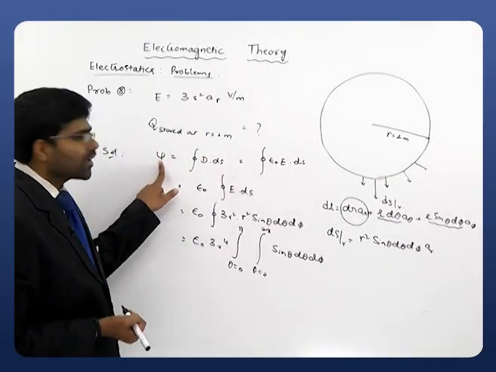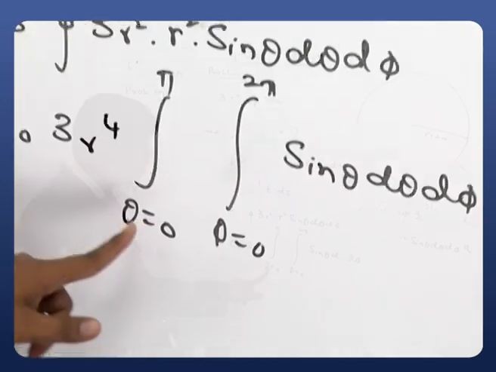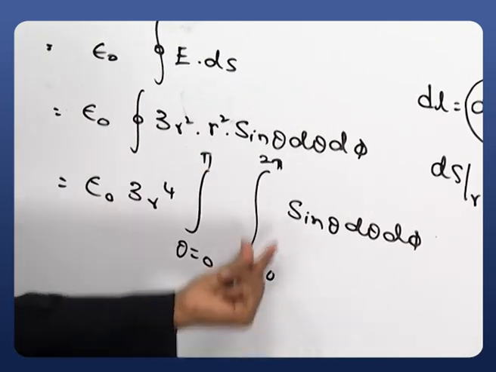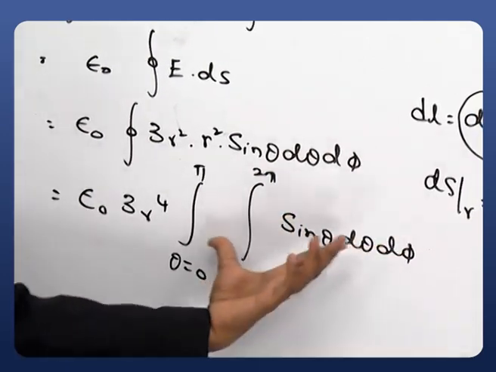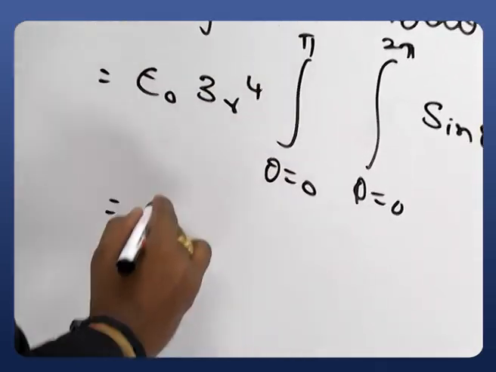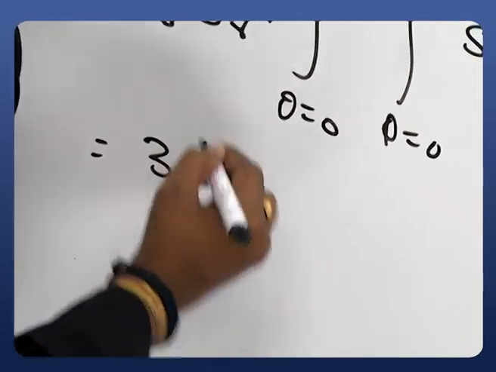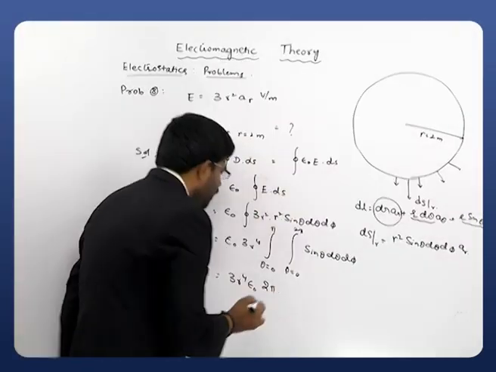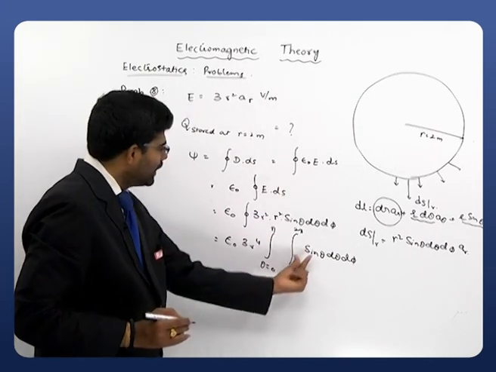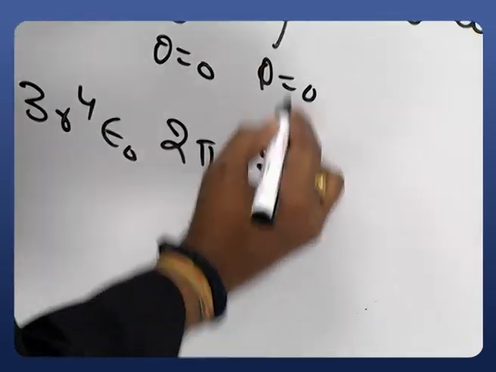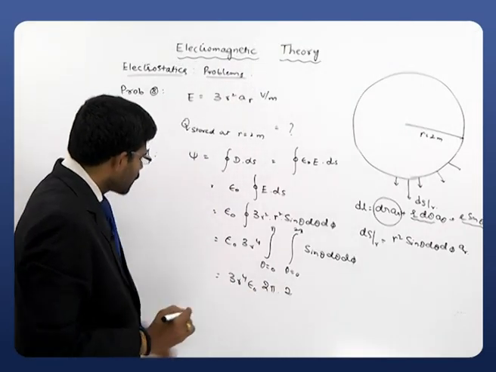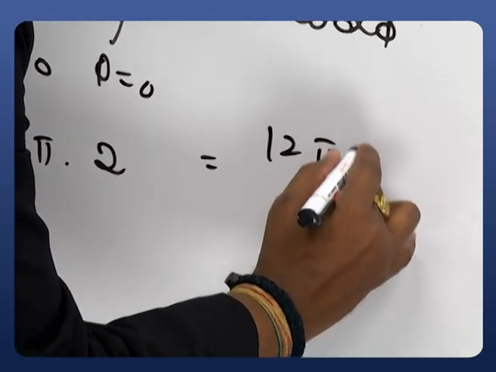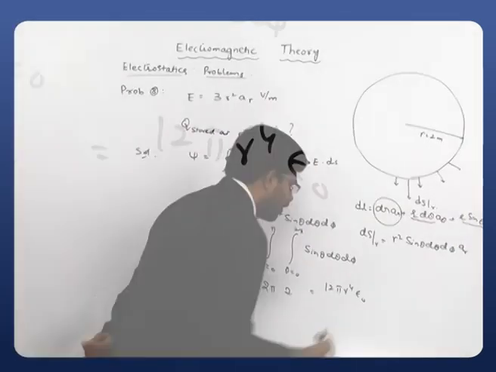So simply the total flux leaving is equal to epsilon naught 3 r power 4. The limits will be taken from theta and phi only. Theta is from 0 to pi and phi is from 0 to 2 pi, sin theta d theta d phi. Just integrate this one, and what we get is 3 r power 4 epsilon naught. If you take integration of d phi, what we get is 2 pi, and if you take integration with respect to theta, that is sin theta d theta, what we get is 2. Now simplify this one. So what we get is simply 12 pi r power 4 epsilon naught.